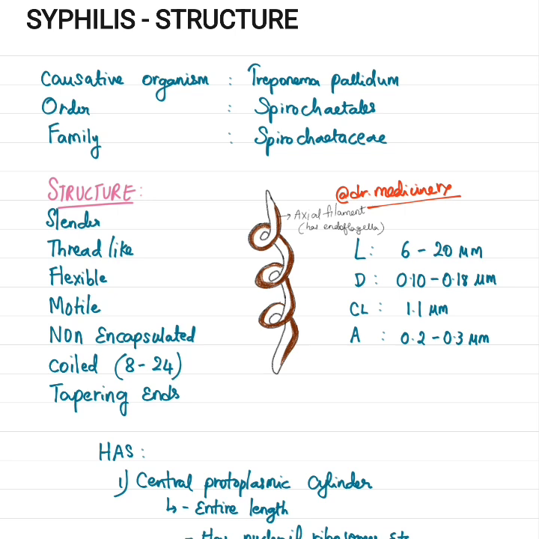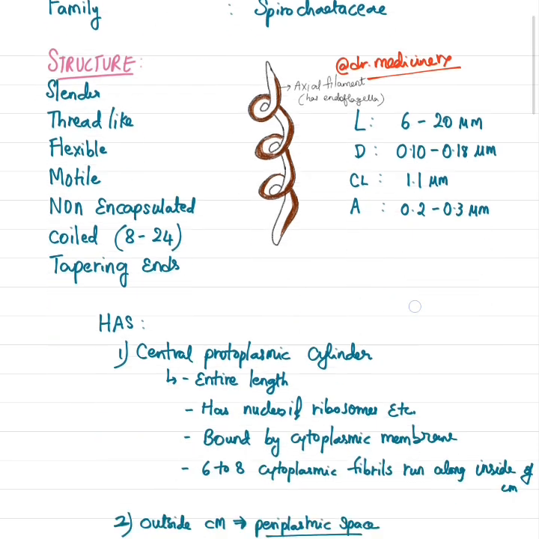Coming to various measurements, the length of the organism varies from 6 to 20 micrometers. The diameter varies from 0.10 to 0.18 micrometers. The coil length is 1.1 micrometers, whereas the amplitude ranges from 0.2 to 0.3 micrometers. So it is the distance from the center to the outer edge of the organism.